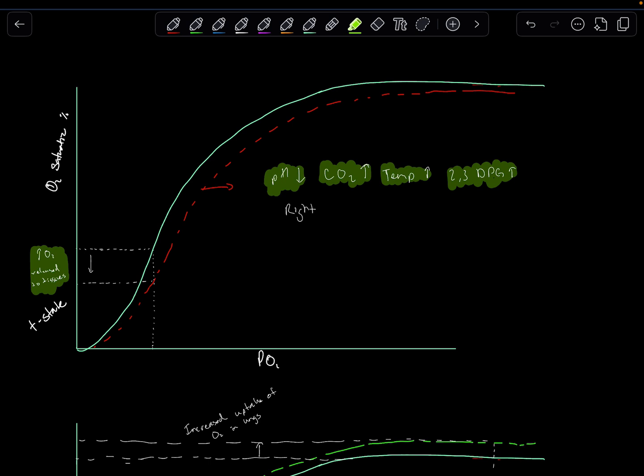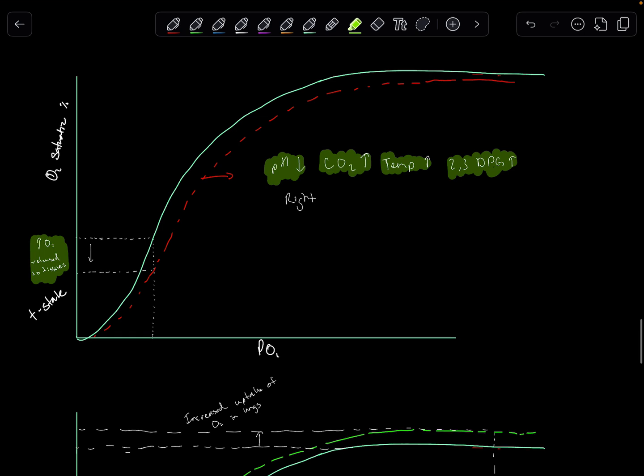2,3-DPG essentially is able to bind to the hemoglobin. 2,3-BPG is a 3-carbon chain with 2 phosphates, and it rearranges the molecule so that it fits perfectly, like a key. It sticks into the hemoglobin, attaches to it, and kicks off the oxygen. So that's what's going to happen in a right shift.